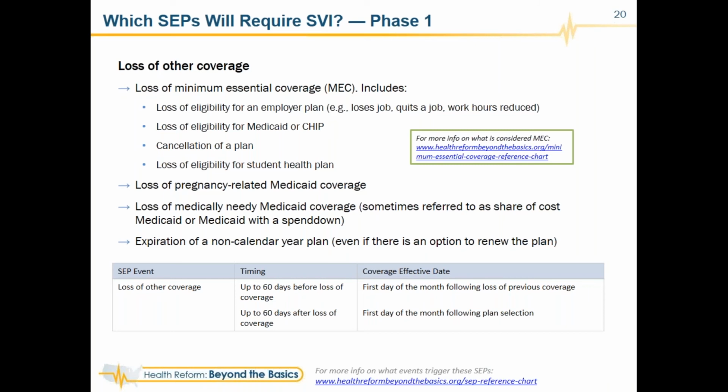When people are eligible for an SEP due to a loss of coverage, they can pick a plan up to 60 days prior to the loss of coverage, and their coverage can start the first day of the month following the loss of prior coverage, or they can pick a plan up to 60 days after the loss of coverage, in which case their coverage starts the first day of the month following the plan selection.